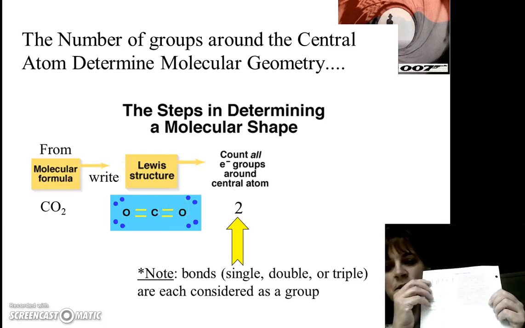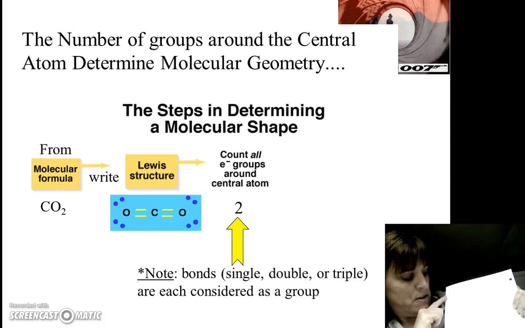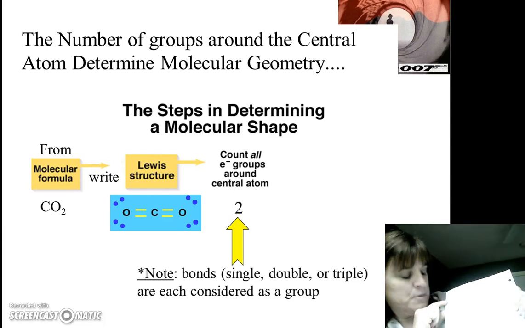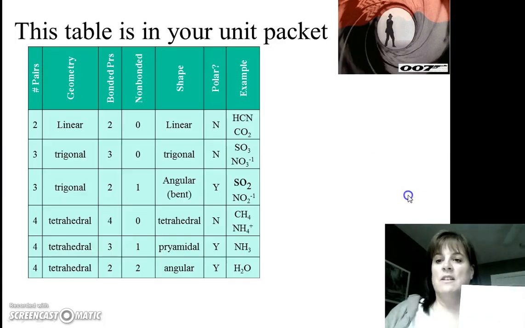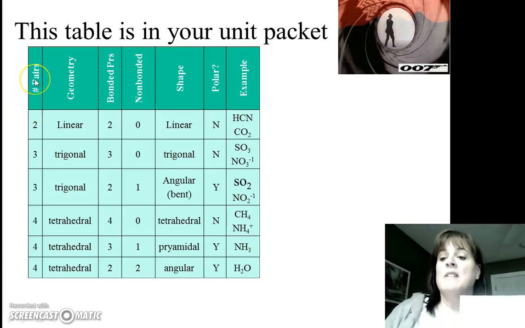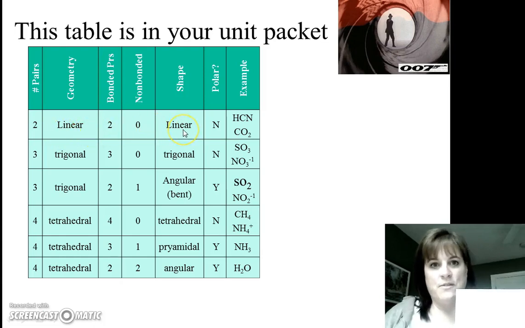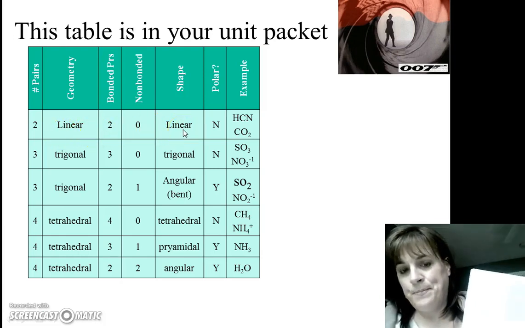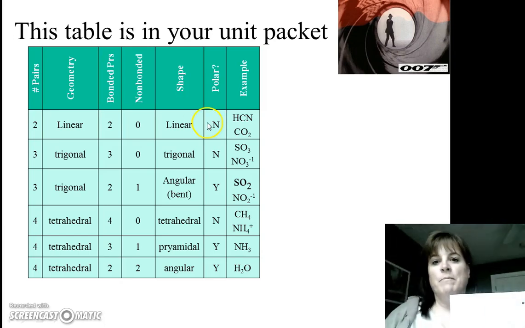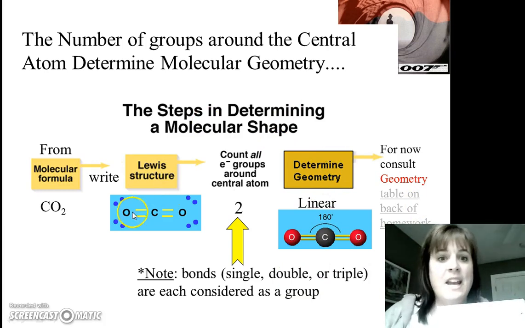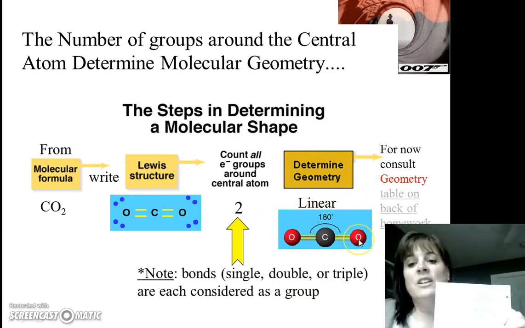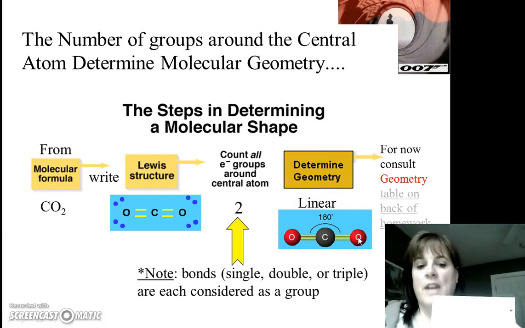So when I go to this spreadsheet that you have in your homework, you'll see that two groups, that's the same thing as number of pairs, is a linear shape. So for now, you're going to consult this table. Pairs here means how many groups are around the central atom. There's two, so it's linear. And your only choice for shape for linear is also linear, so we're not even going to talk about shape. That's our next one. So for our geometry and our shape, we have a linear molecule because there's only two groups around the central atom.